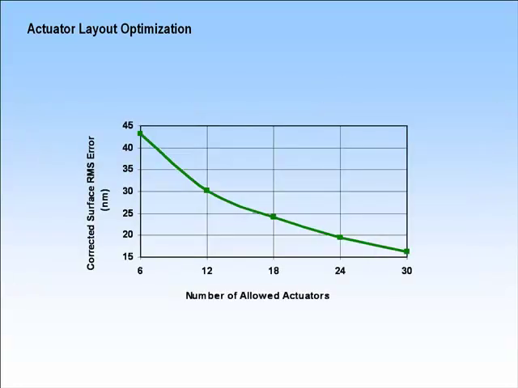The number of allowed actuators may be varied in separate layout optimizations to develop a design curve of corrected surface error as a function of the number of actuators. In the example design curve shown, if a corrected performance of 35 nanometers surface RMS is desired, then at least 12 actuators are required. The actuator layout design can be obtained from the SigFit output.